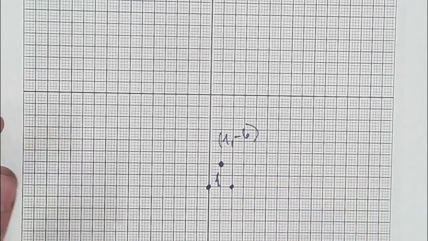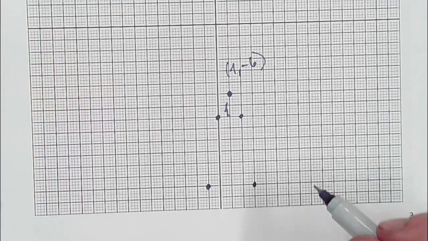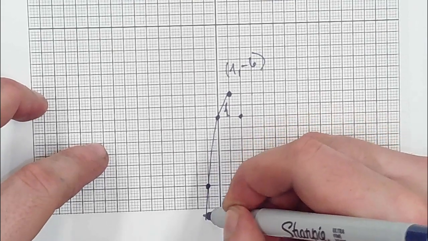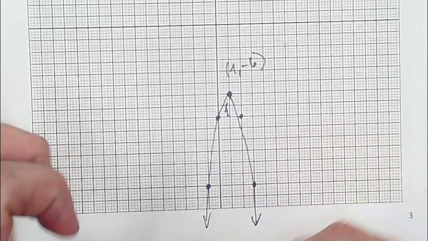And of course, it's symmetrical. Now I'm running out of room. 3 would normally get 9. It's going to get 18, but I don't have room for that. So I'll just draw my parabola like this.